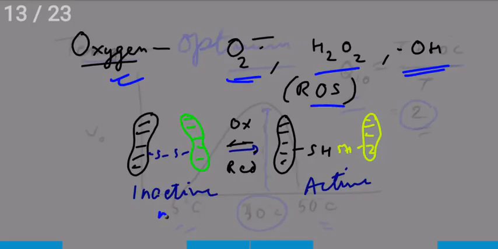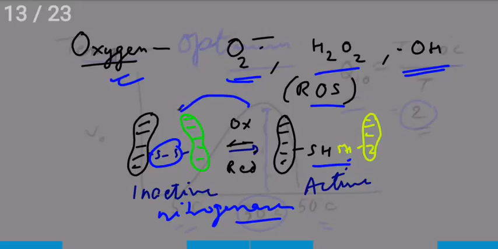Enzymes like nitrogenase are well known to be inhibited in presence of oxygen. Because of the disulfide linkages that are present, when they are reduced, they are converted into SH thiol groups, but when they are oxidized, they are converted again into disulfide linkage. In certain enzymes, this condition will be inactive condition, and this will be active condition. So presence of oxygen is important for enzyme activity.